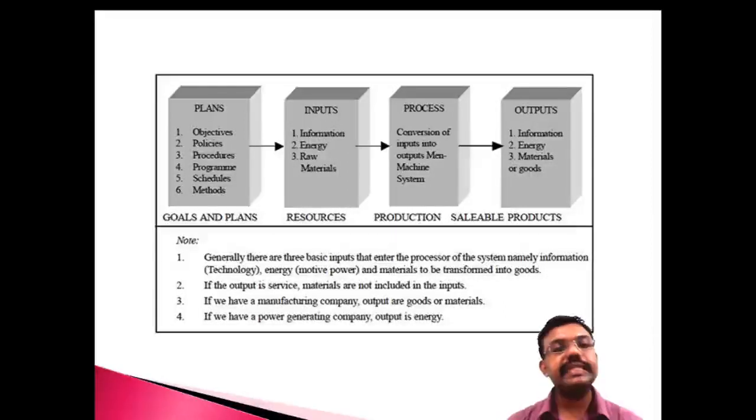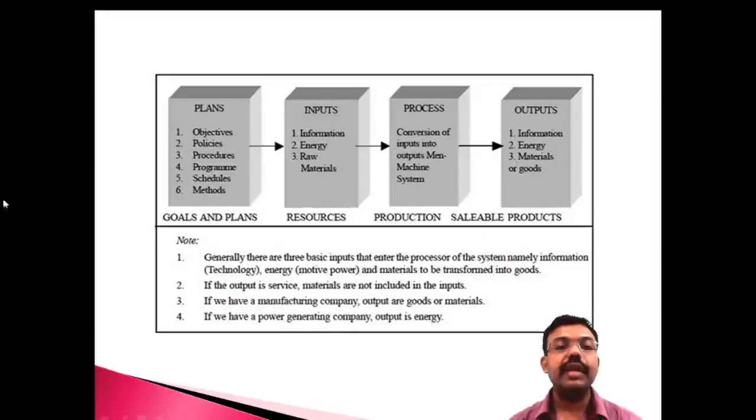What is the plan? Deciding in advance what should be done in future. The objectives, policies, procedures, programs, schedules, and methods are the important elements of plans. The plan leads to the inputs. Inputs mean the necessary raw materials, that means information, energy, or raw material. That's a very important element.